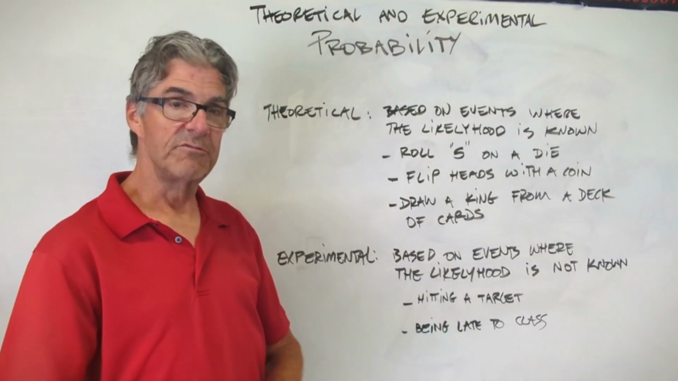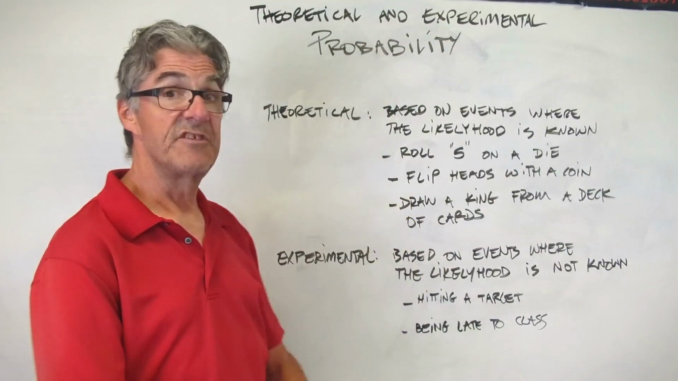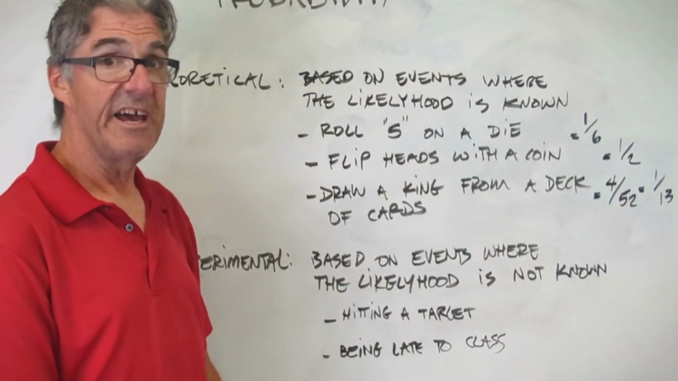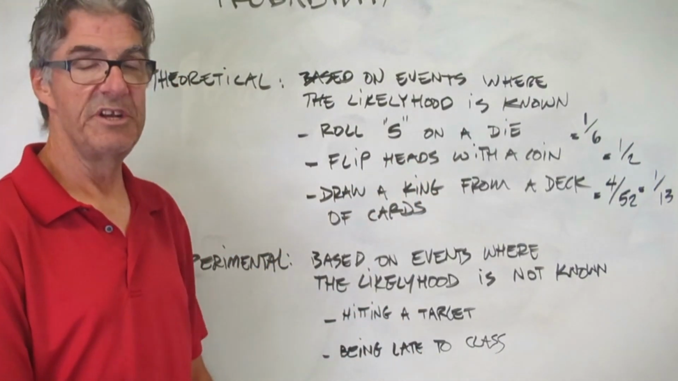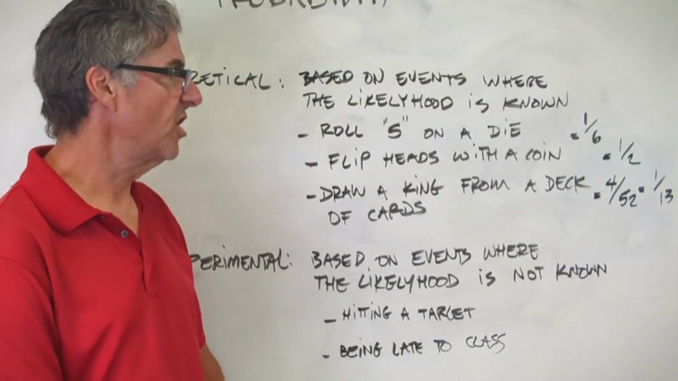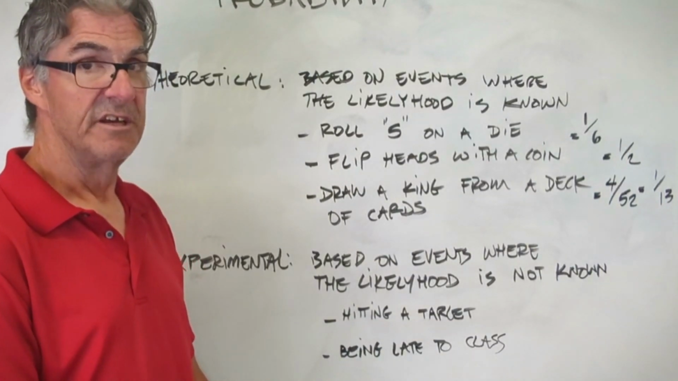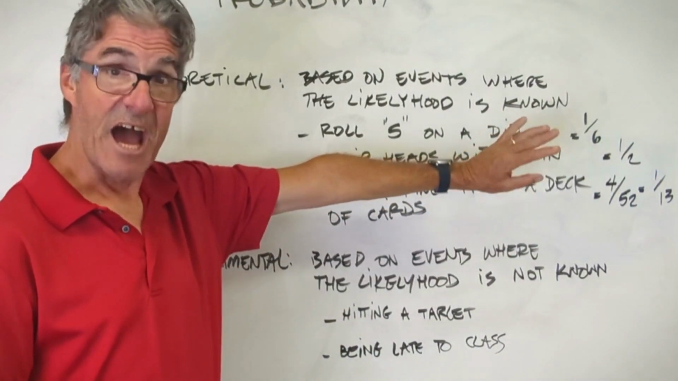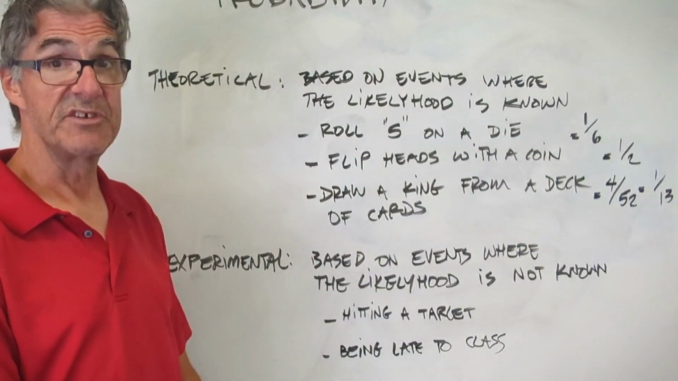Now, if you're feeling bold, pause the video right now and write down the probabilities of each of these three events. Okay, a 5 on a die is a 1/6 chance of getting that. Flipping heads on a coin is a 1/2 or 50% probability. And drawing a king from a deck of cards is 4 out of 52 or 1 out of 13. And we'll break this down a little bit more and figure out exactly how to express these and calculate them for perhaps a few more complicated situations.